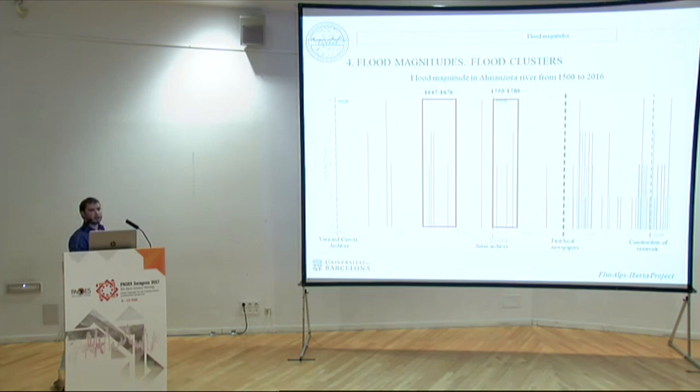The next cluster is from 1870 to the beginning of the 20th century. This is the main cluster. We have a lot of information in this cluster. There are seven flood events of magnitude 3, and one of them, the 1879 flood event, reached magnitude 4. So according to the old newspapers, we can reconstruct most of these flood events.